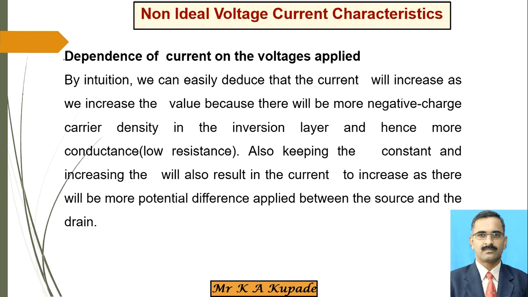Now, dependence of the current on the applied voltage, I just explained that. Whatever current flows is due to the voltage VGS. As the voltage VGS increases, it affects the flow of the current ID. Remember that. This is all about what we just discussed, and hence the channel resistance also becomes low because the current flows through the inversion layer from the drain to source.